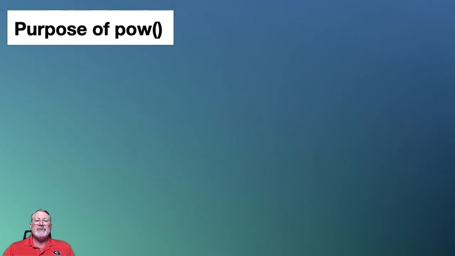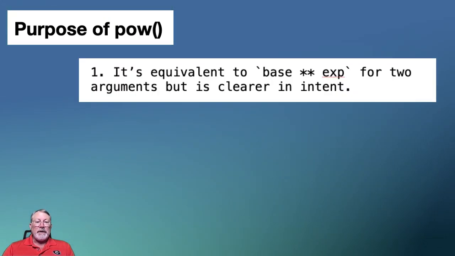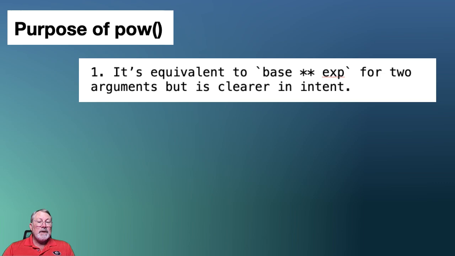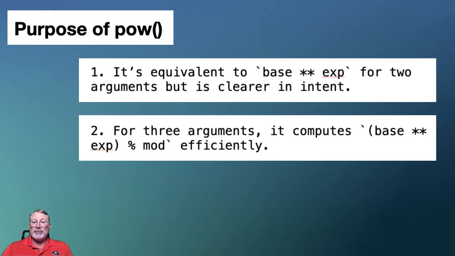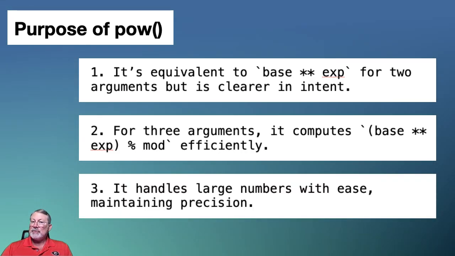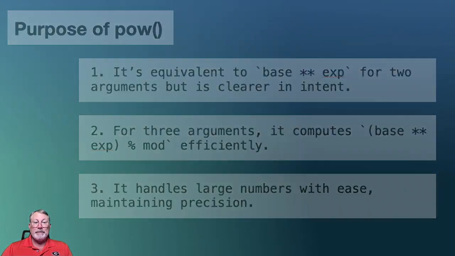Why use pow? It's perfect for exponentiation and efficient modular arithmetic. The key concepts include: one, it's equivalent to base ** exp for two arguments, but is clearer in intent. For three arguments, it computes base raised to the exp modulo mod efficiently, which is useful in cryptography and modular arithmetic. And it handles large numbers with ease, maintaining precision.